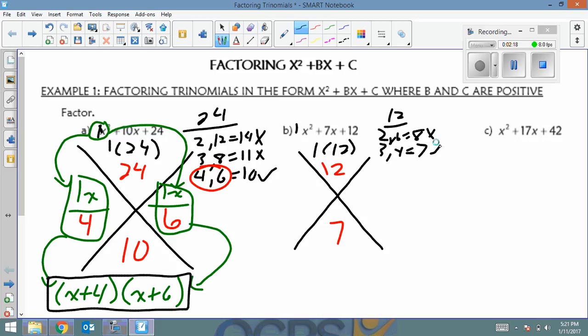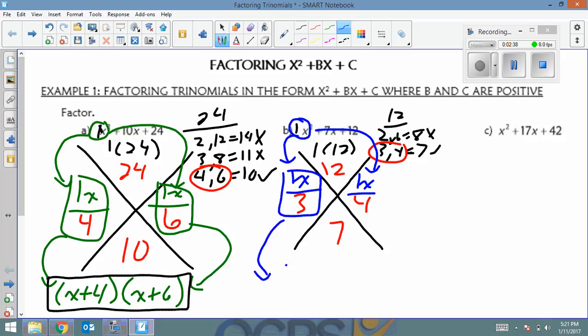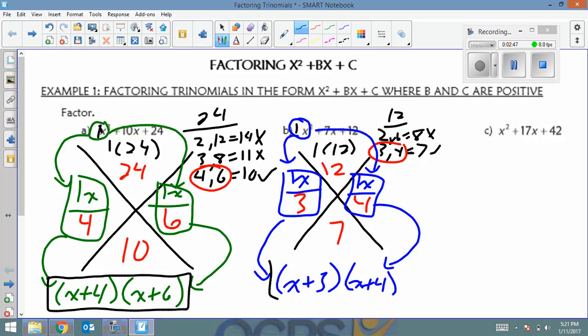That works out. So again, we take those two numbers and write them on this side. Make them fractions. Okay, and always bring the first number and the letter it's associated with. So 1x and 1x. Again, none of these reduce, so we just bring this down. This converts to x plus 3. This converts to x plus 4. And there's our answer. Let's try the last one.